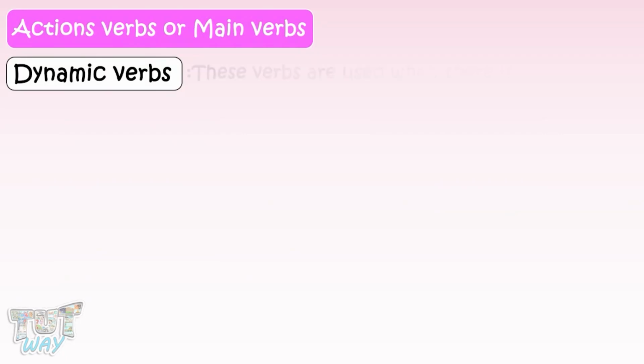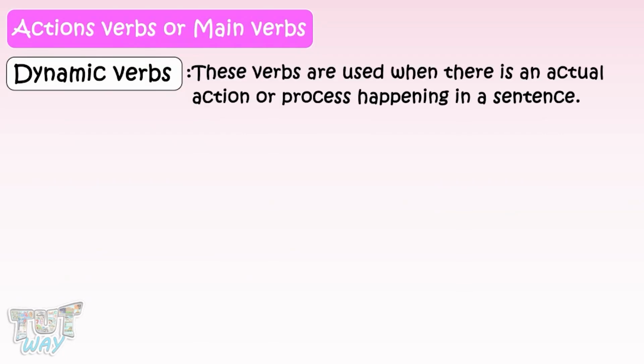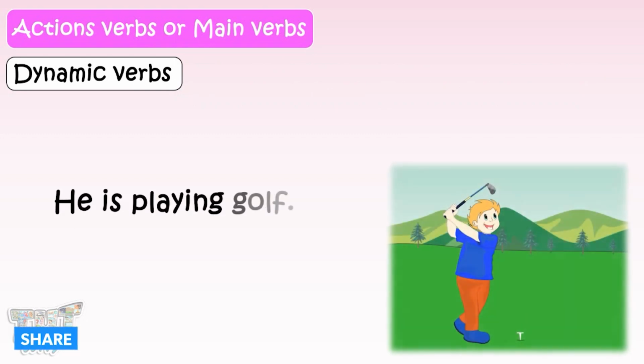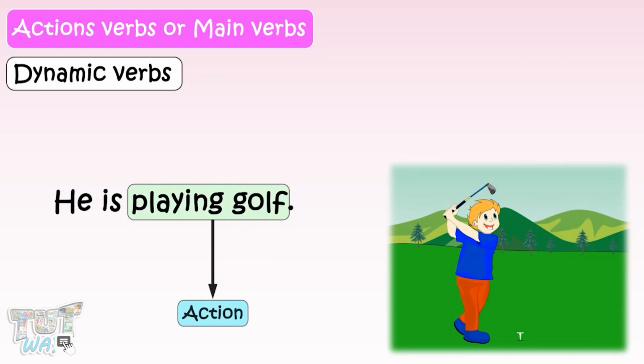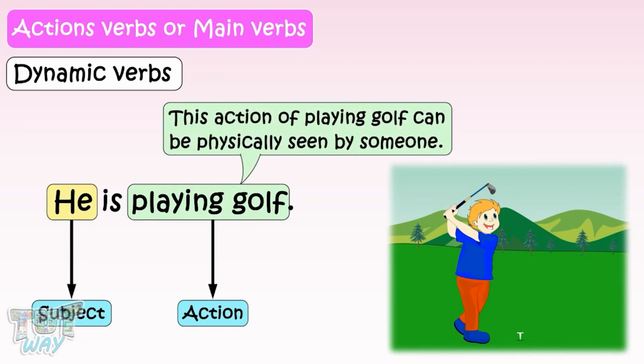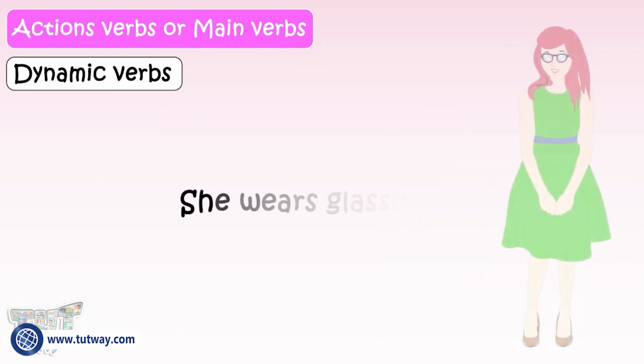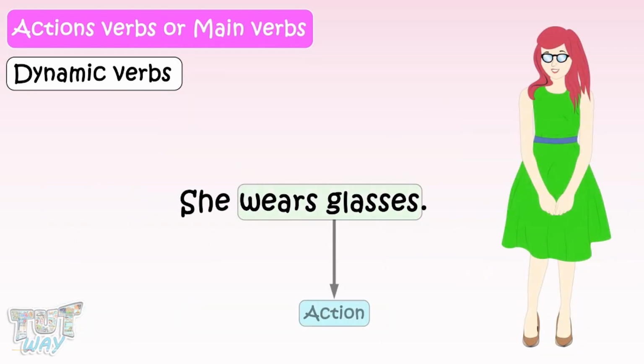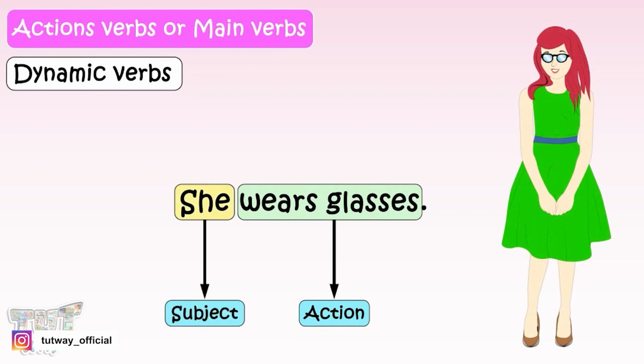Dynamic verbs. These verbs are used when there is an actual action or process happening in a sentence. For example, he is playing golf. Here, the act of playing golf is an action being done by the subject. This action of playing golf can be physically seen by someone. She wears glasses. Here, the act of wearing glasses by the subject can be physically seen.